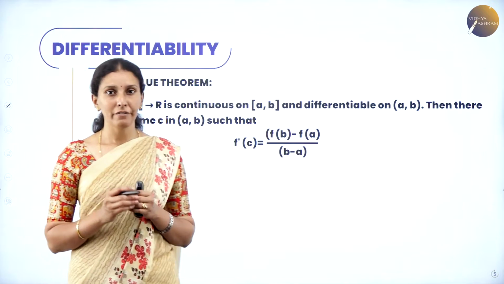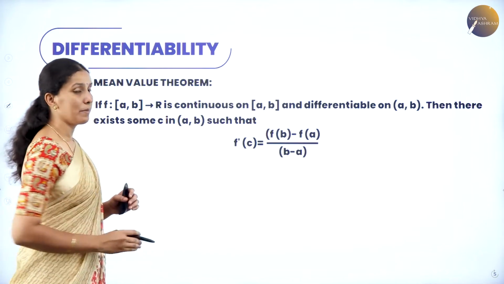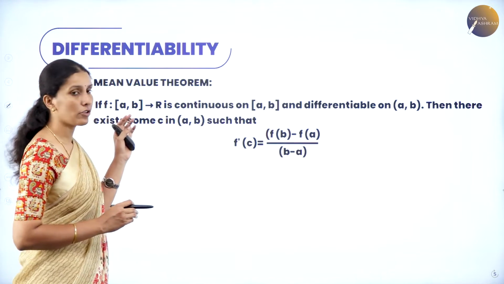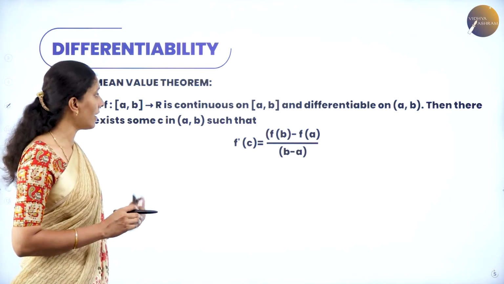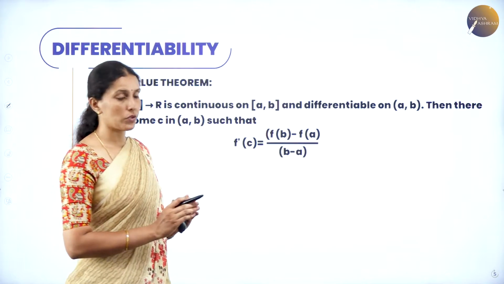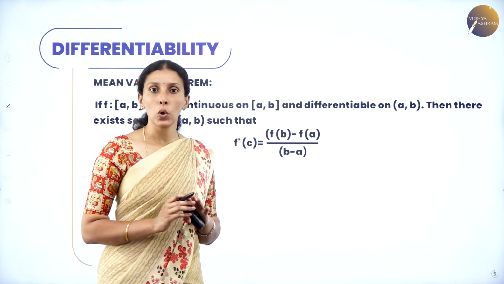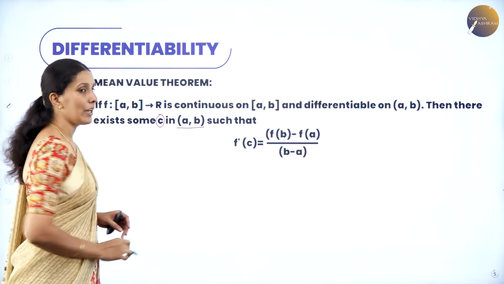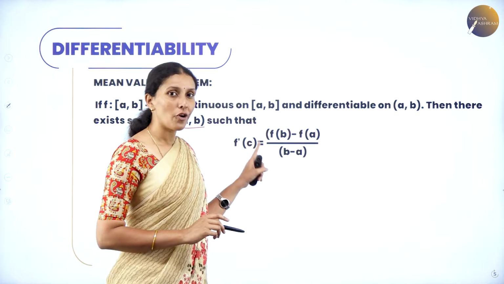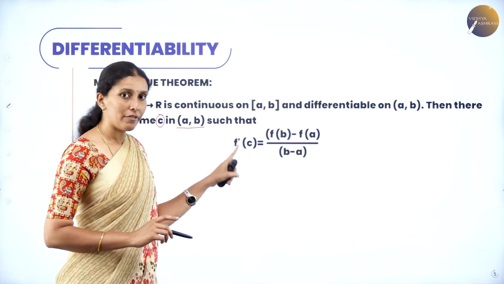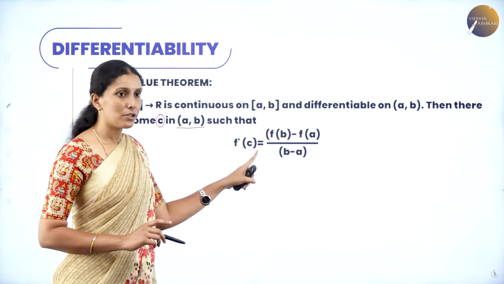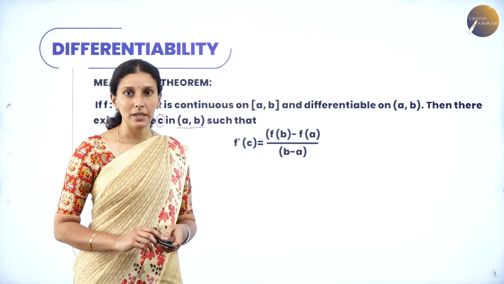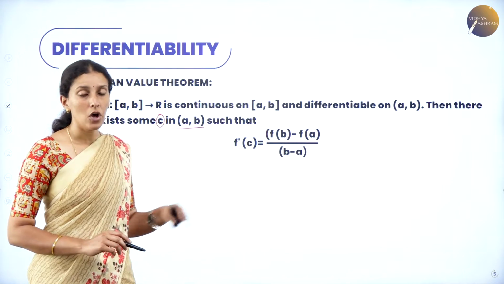Next is the mean value theorem. The mean value theorem is just an extension of Rolle theorem. So here also we take f as a function from closed interval a comma b to r, which is a continuous function on the closed interval and differentiable on the open interval. Then there exists a point c in open interval a comma b such that f dash of c, that is the derivative of the function at the c, must be given as f of b minus f of a divided by b minus a. This is the statement of the mean value theorem.